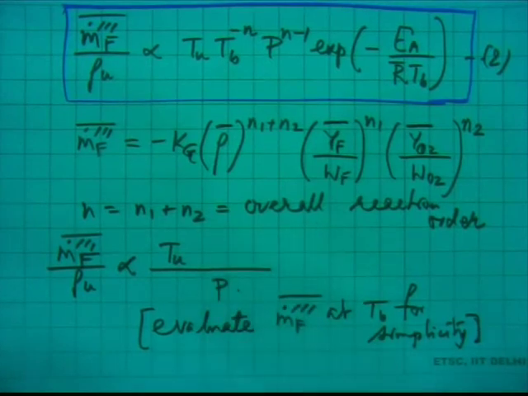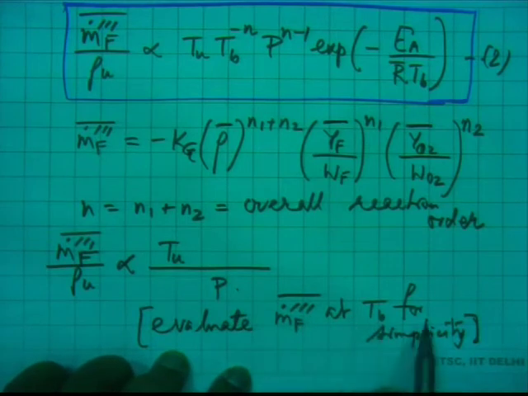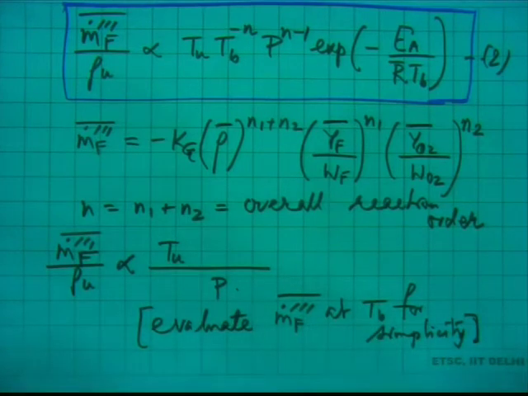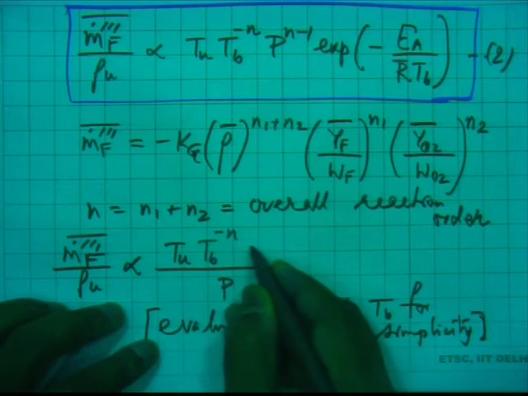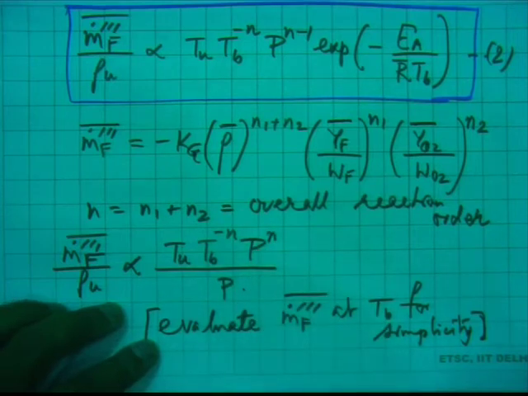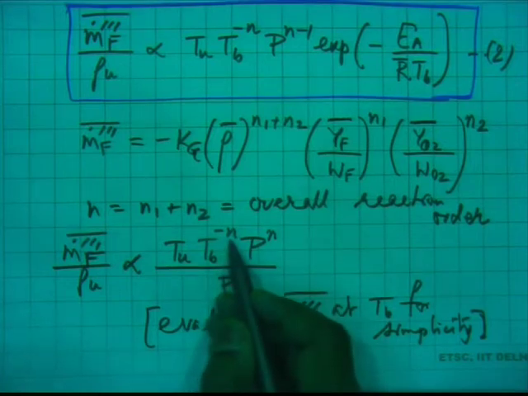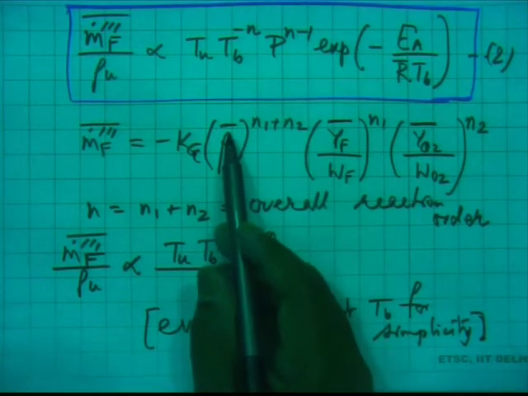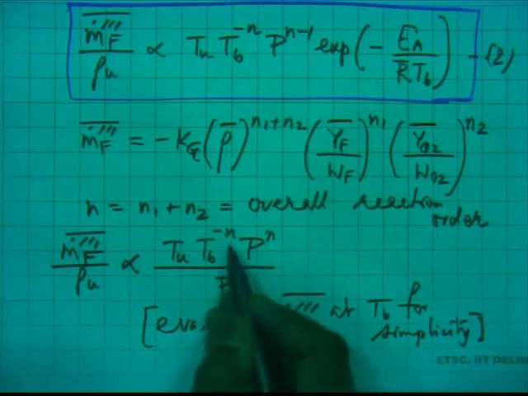Here, the book in fact uses m dot f triple prime bar at Tb for simplicity, just to make expressions easier. So, if you do that, you will get things like this. Correct? How do you get this Tb to the power minus n? This must have come from the rho bar, which is now evaluated at Tb. So, that will be again ideal gas law. So, that will give you Tb to the power minus n.